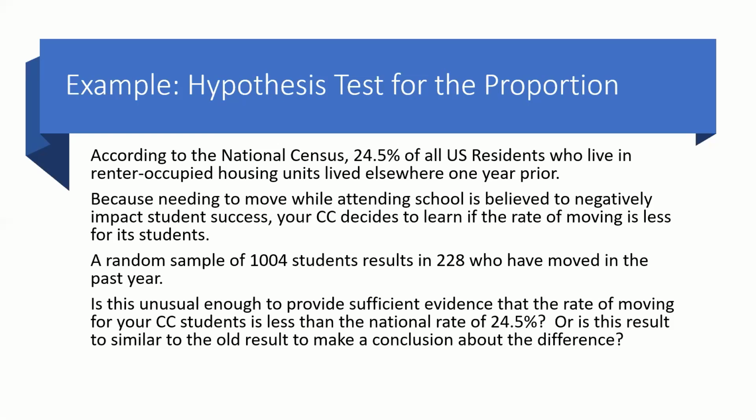Is this unusual enough to provide sufficient evidence that the rate of moving for your community college students is less than the national rate of 24.5%? Or is this result too similar to the old result to make a conclusion about the difference? So we don't say that our result is not enough evidence, so it's wrong. It just says we don't have enough evidence.